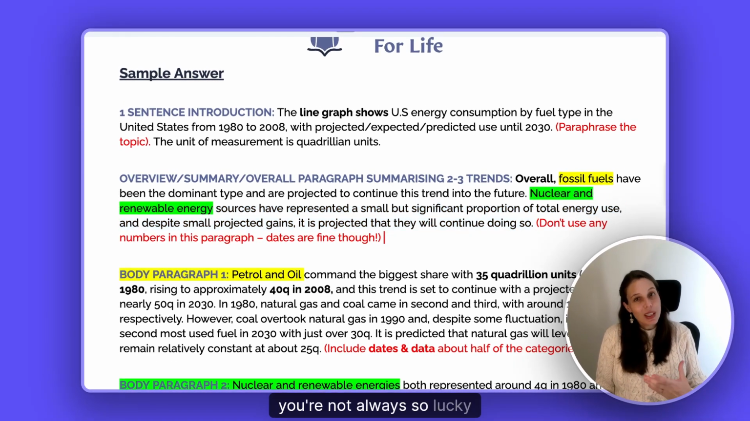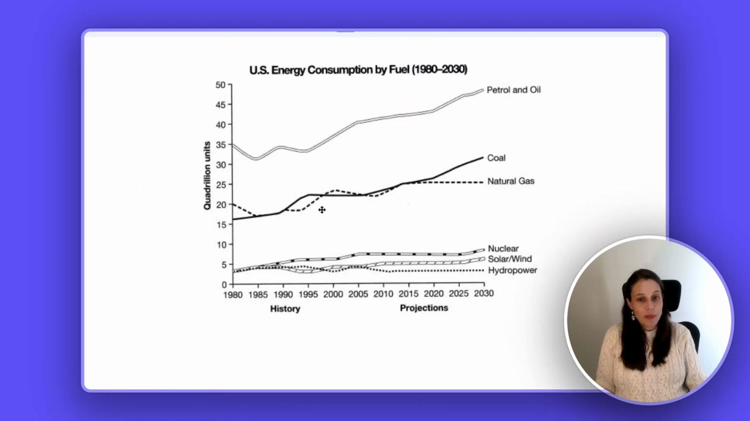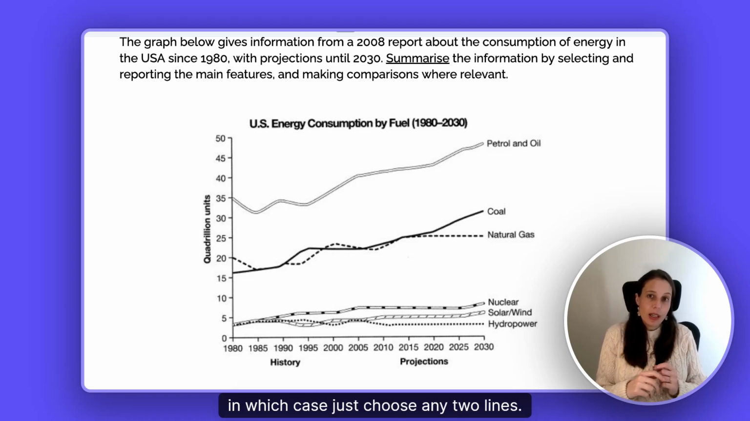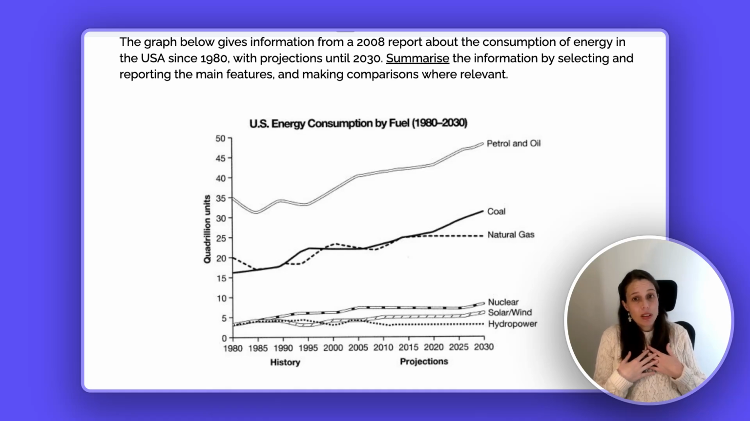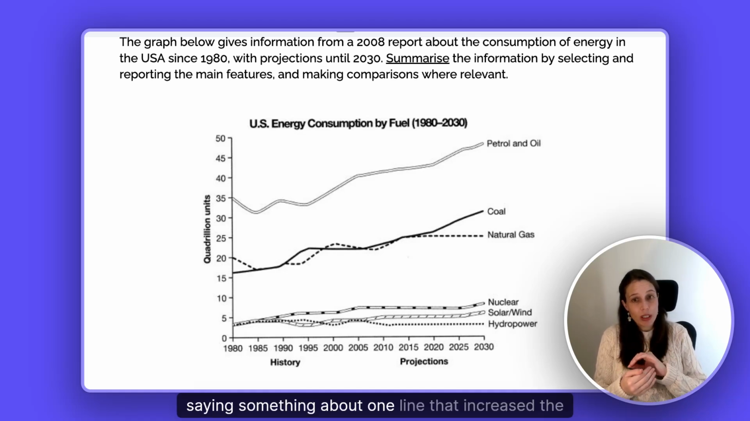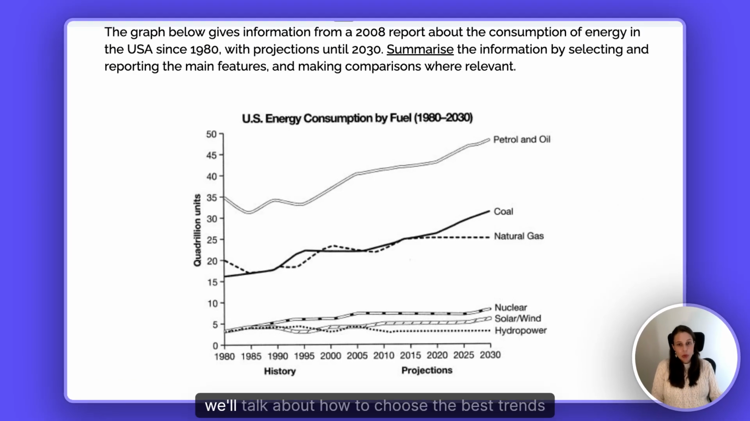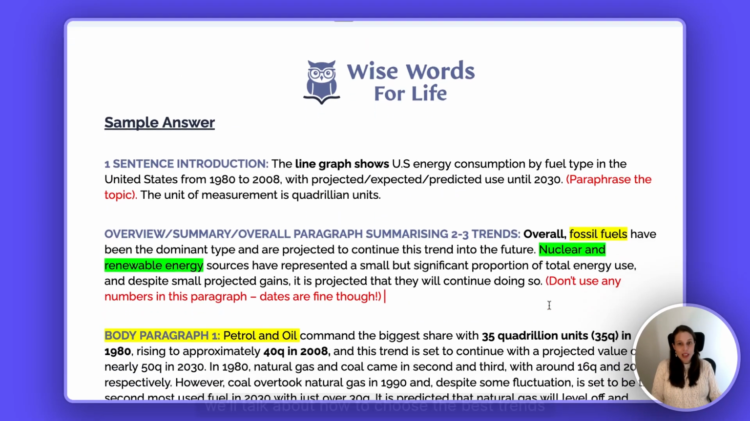Now, you're not always so lucky that you're able to group these lines together. Sometimes the lines are very different from each other. In which case, just choose any 2 lines. I normally recommend saying something about one line that increased the most and another line that decreased the most. For me, that's what's most interesting. Okay, we'll talk about how to choose the best trends later.